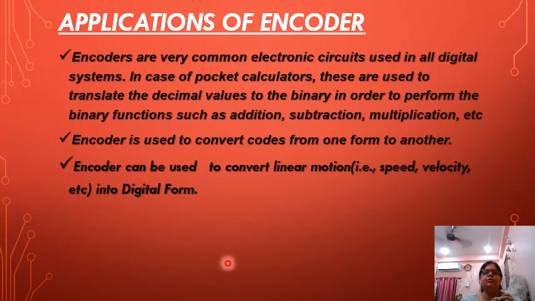Now what are the applications of encoder? Where do we use encoding? Encoders are very common electronic circuits used in all digital systems. In pocket calculators, these are used to translate decimal values to binary in order to perform binary functions such as addition, subtraction, multiplication, etc. Encoders are also used to convert codes from one form to another. An encoder can also be used to convert linear motion, that is, speed or velocity, into a digital form.